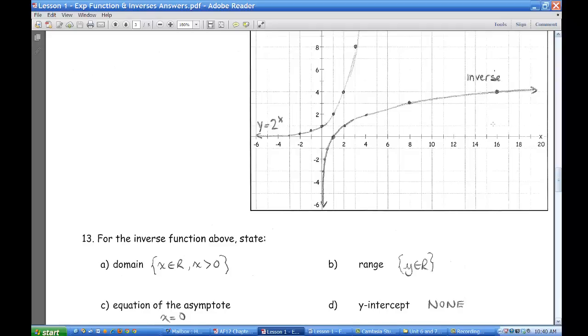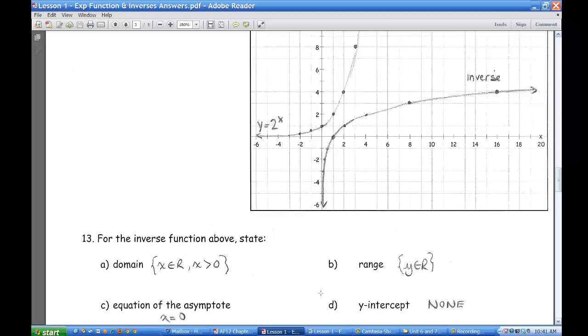So now, look at this. When the domain was all real numbers for the exponential function, it now becomes the range of the inverse. And the range of the exponential now becomes the domain of the inverse. So the domain of the inverse is now x has to be greater than 0, not y. And now we don't have a horizontal asymptote, but instead we have a vertical asymptote at the y-axis, right here. So your graph approaches the y-axis but does not touch it.